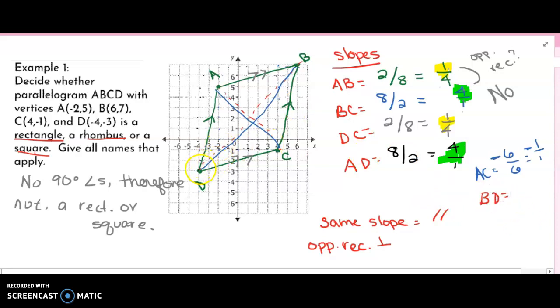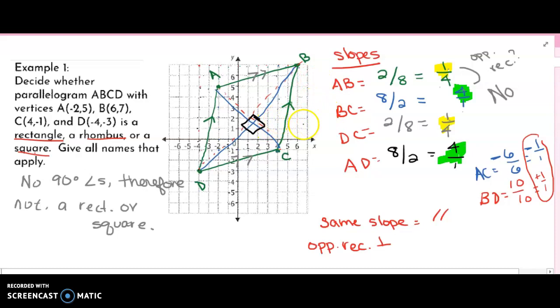Okay, so BD, I'm going up 1, 2, 3, 4, 5, 6, 7, 8, 9, 10, and over 1, 2, 3, 4, 5, 6, 7, 8, 9, 10. So positive 10 over 10, which is positive 1 over 1. These are opposite reciprocal slopes. And because they are opposite reciprocal slopes, I know that this has to be perpendicular. These are perpendicular to each other.